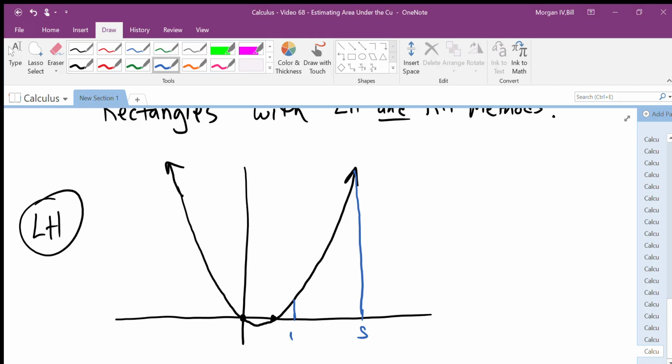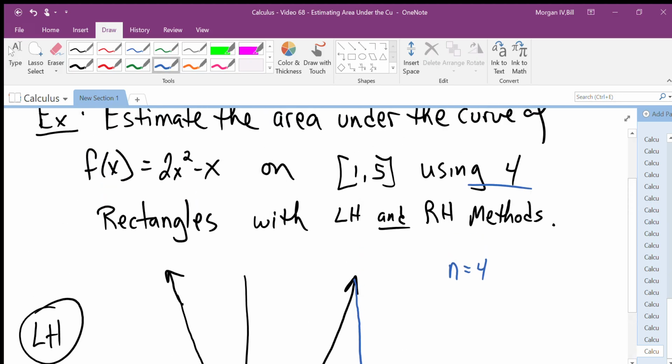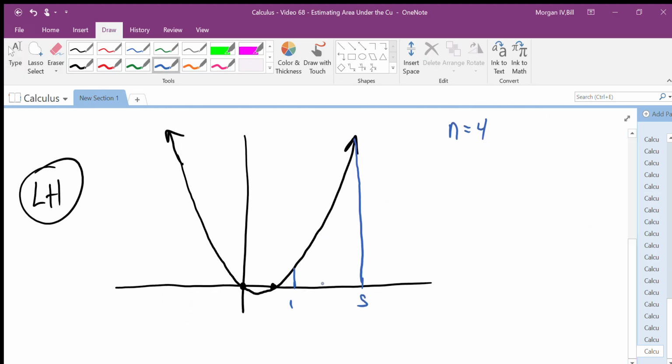Okay, and it says I'd like to use 4 rectangles, so we know that the n value is 4. So n is 4. So I'm going to draw 4 rectangles on here. And since it's the left hand, we'll take the height of the rectangle at the leftmost point of the rectangle. So I kind of start them and then based on the height, draw them from there. So the first rectangle will have a height from the leftmost point. So the height is going to be from this point there.